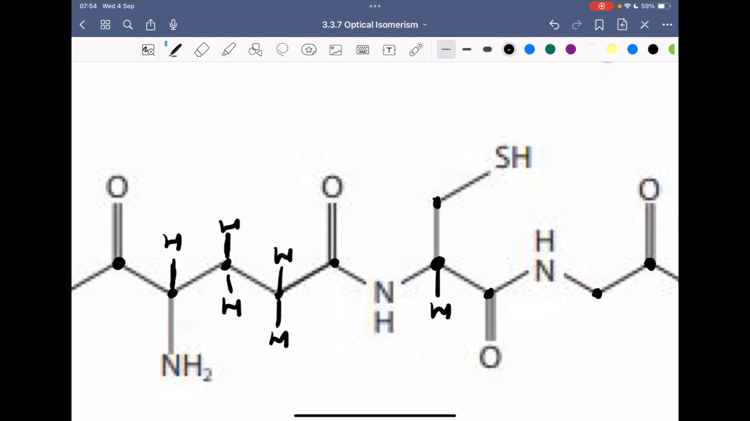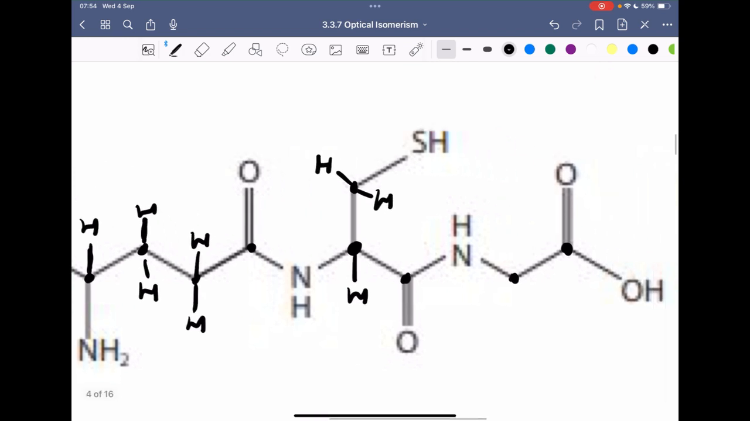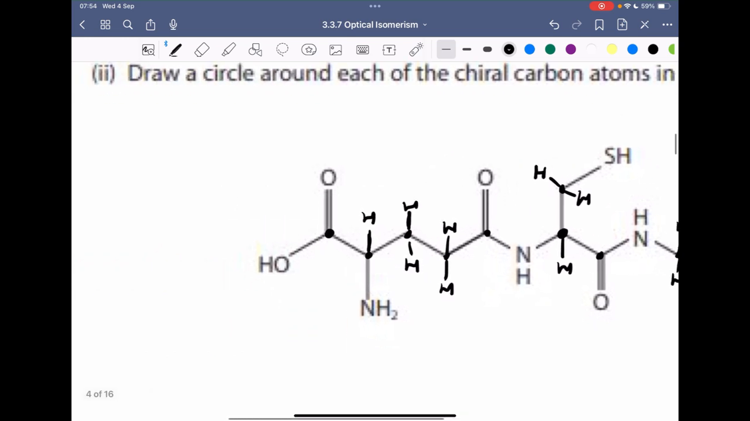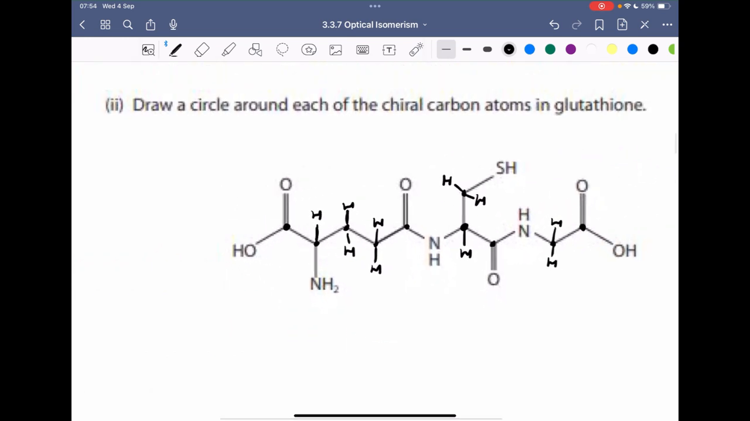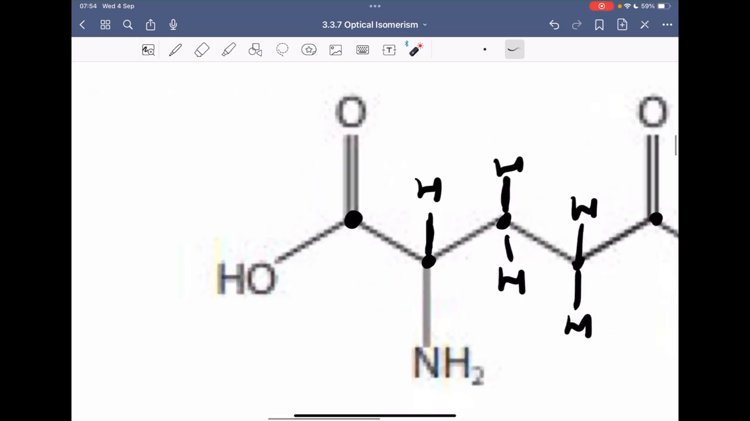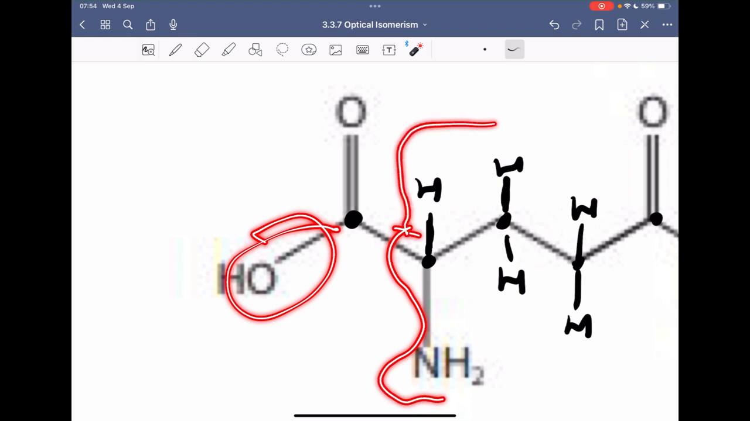One more there, two more here. None there, two more here. None there, okay? Now I need to look at the carbon with four different groups, okay? So this one has one group, two groups, all of this, and three groups, okay? But you need four different groups.